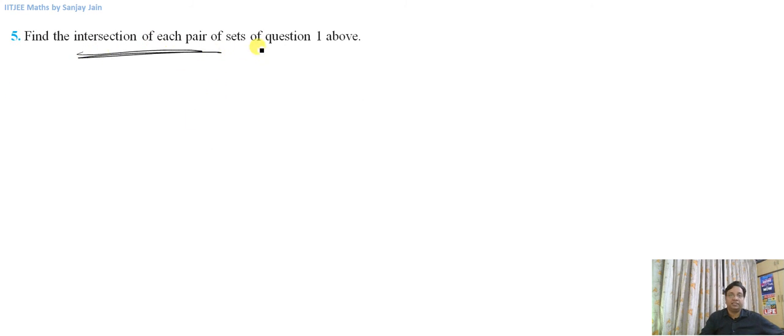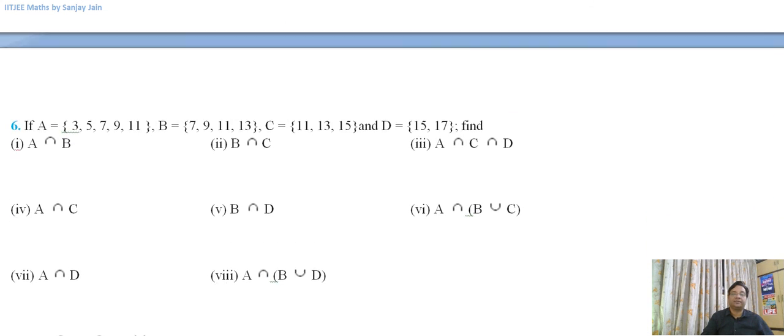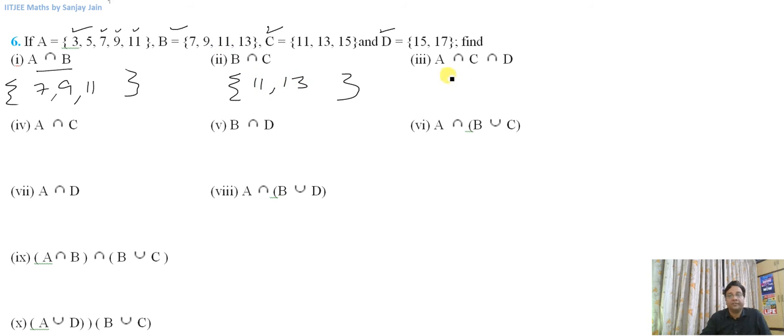Now this is intersection of the sets given in question 1. We have already taken care of this question while doing question number 1, right? Look at these sets, set A, set B, set C and set D. A intersection B. I'll write it very quickly. I just need common elements of set A and B. So 7, 9 and 11 are common to both. B intersection C. What are the common elements of B and C? 11, 13.